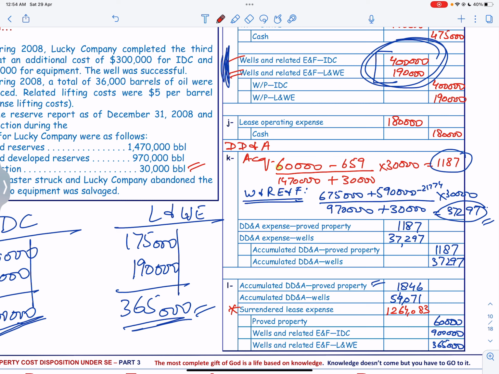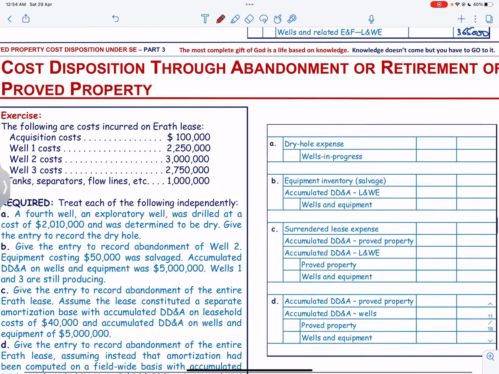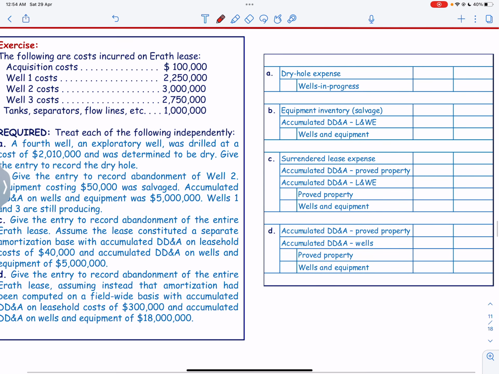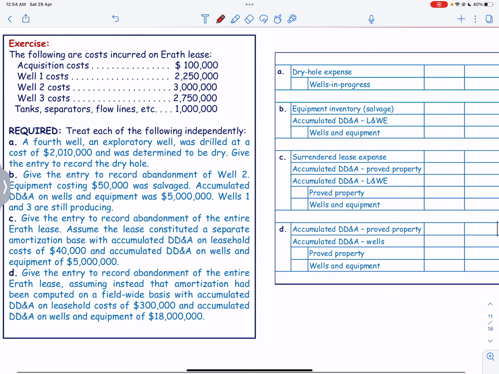Okay, so let us solve one more exercise on cost disposition through abandonment or retirement of proved property. The following are costs incurred on Erath lease. Acquisition cost is 100, well 1, well 2, well 3, there are 3 wells, and tank separator flow line cost are 1 million. Treat each of the following independently, so they have to be considered independently. A fourth well, an exploratory well, was drilled at a cost of 2,010,000 and was determined to be dry.